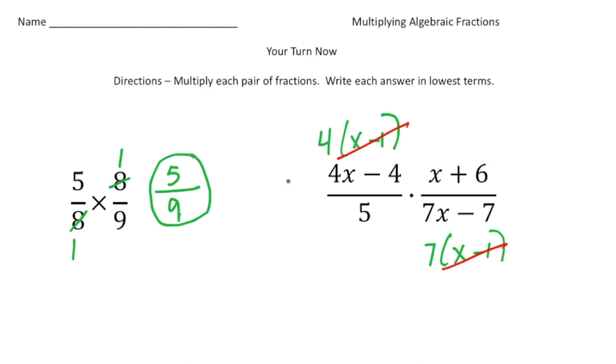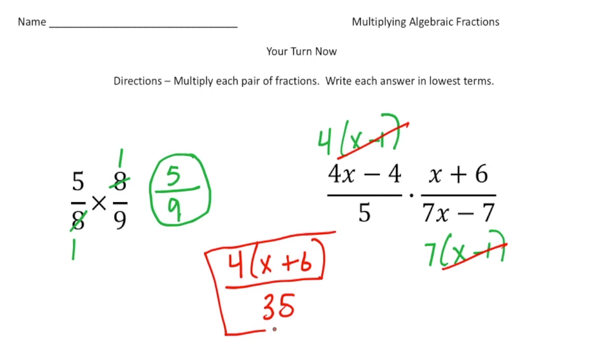So now I'm going to end up with 4 times x plus 6 on the top. And then the bottom is going to be just 5 times 7, which is 35. And there's your answer. Again, some people might distribute the 4 and make that a 4x and then a 24. But this answer should be fine as well. Alright, how'd you do?